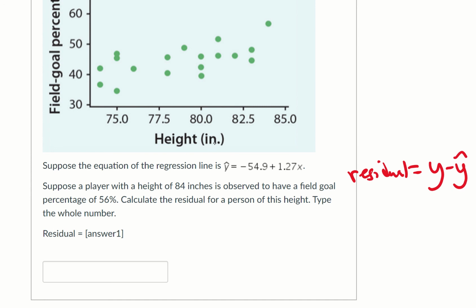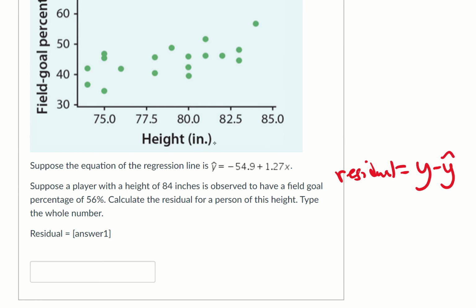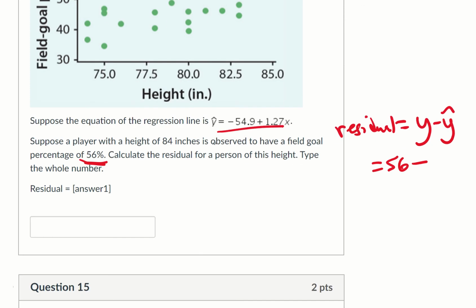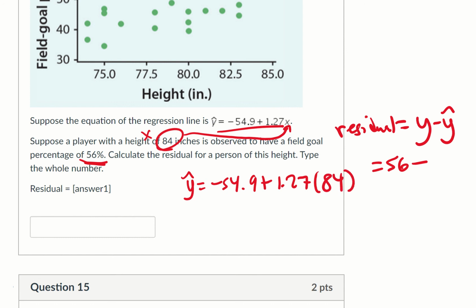All right, so remember the residual is y minus y hat, the actual minus the predicted. The actual is field goal percentage of 56%, right? So 56. And the predicted, how do we get the predicted? Well, we have the equation, so we can just plug in the height, right? Because x is height in this example. So plug that in for height, and then that'll give us the y hat, which is the field goal percent. So we go ahead and we plug in the x value of 84 here, and then we do the math.